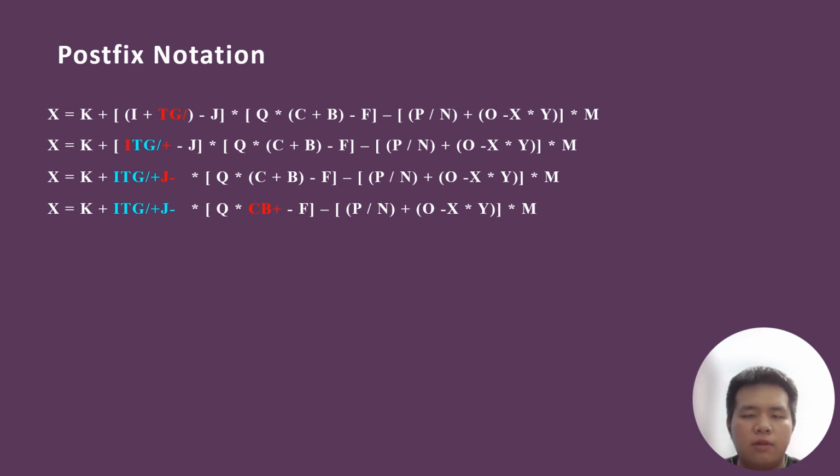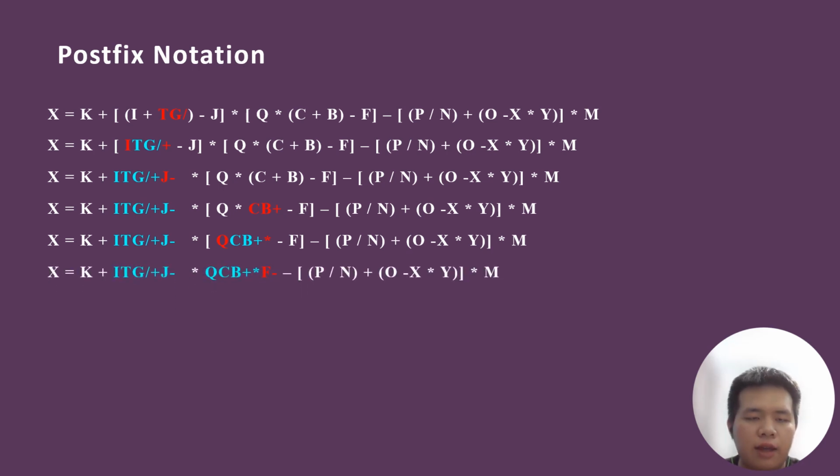Move the add to the behind of B and it becomes CB plus. And then move the multiply to the behind of add and it becomes QCB add multiply. After that, move the subtract to the behind of the subtract and it becomes QCB add multiply F subtract subtract. So now the second bracket is complete.